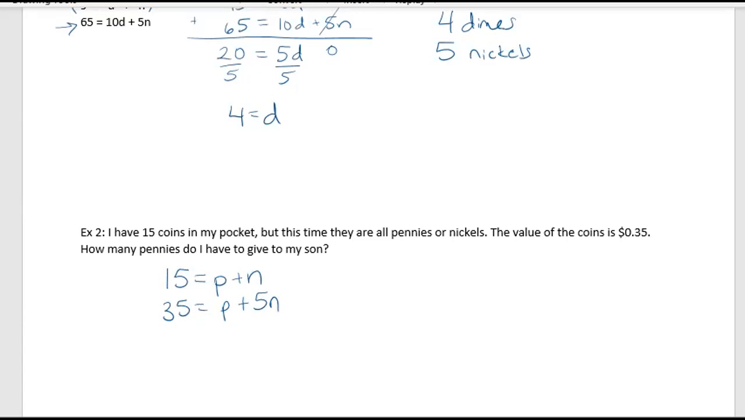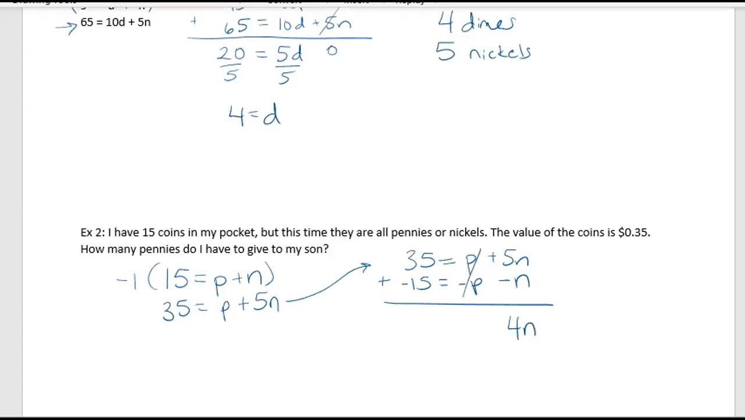Now this one is actually really easy to use with elimination. I could just put a -1 up here on either of them really, but I know that I want to choose this one so that it comes out positive. Okay, and I'm even going to put this one first just because I like to subtract in the right order. So 35 equals P plus 5N, not that it matters, but this is the way I choose to do it. So -1 times 15 is -15. -1 times P is a -P, and -1 times N is a -N, and I got to put my equal sign up there. Okay, so now when I add these together, 5N minus N is 4N, P minus P is 0, and 35 minus 15 is 20.